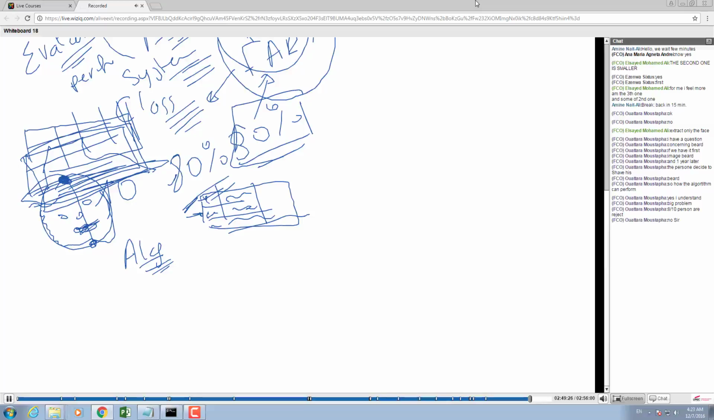If the algorithm is measuring some information, for example, from the top to the bottom here, it's for sure it will be sensitive. So what you have to check is how the algorithm works.